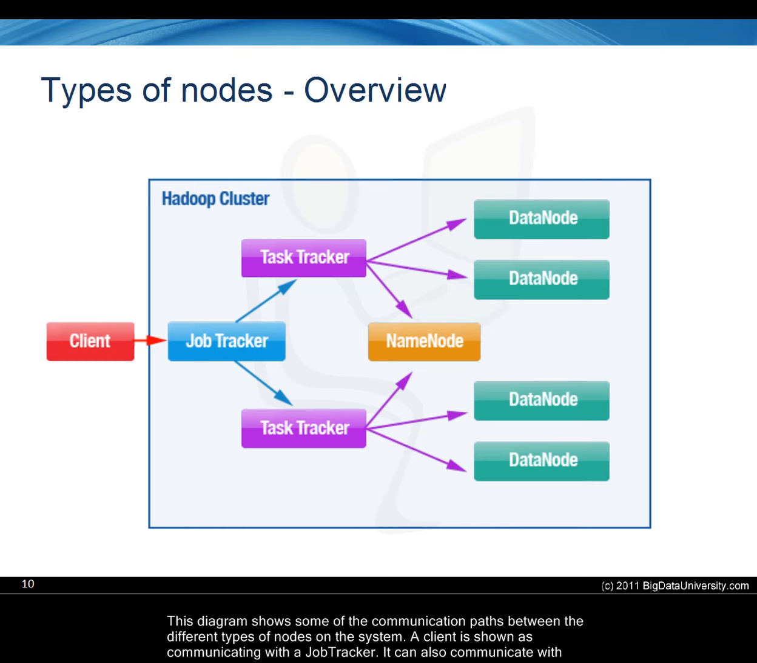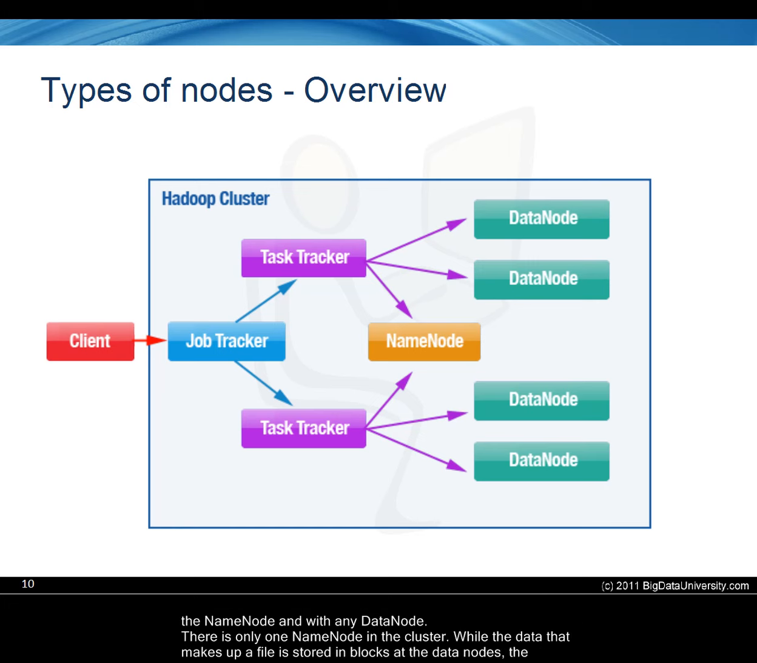This diagram shows some of the communication paths between the different types of nodes on the system. A client is shown as communicating with the job tracker. It can also communicate with the name node and with any data node.